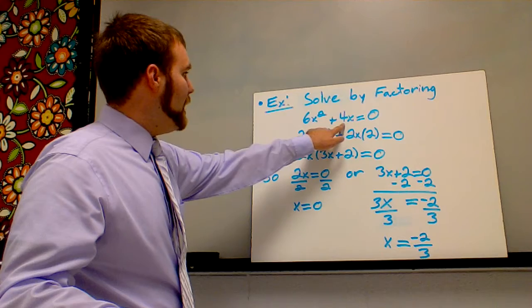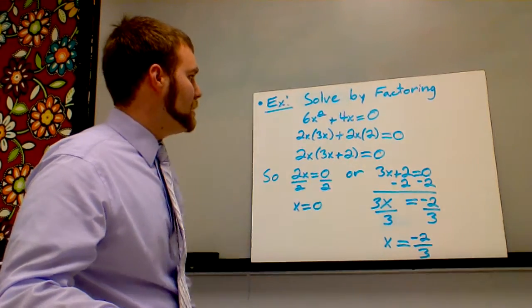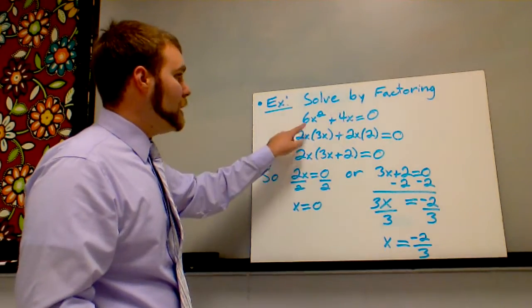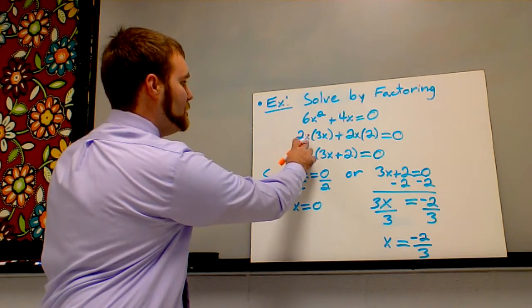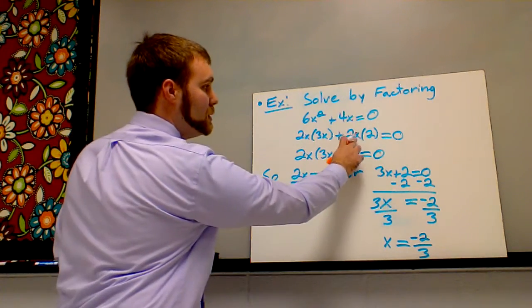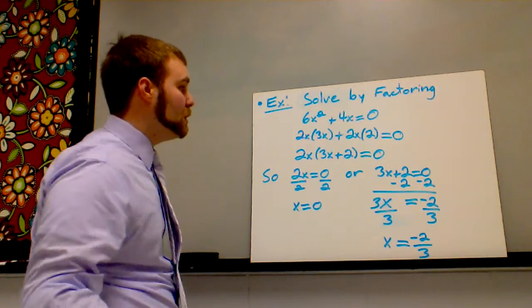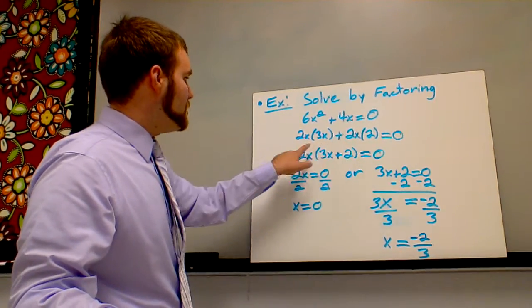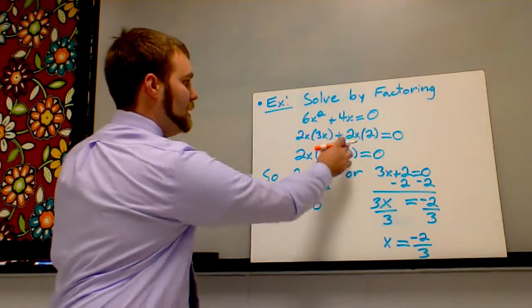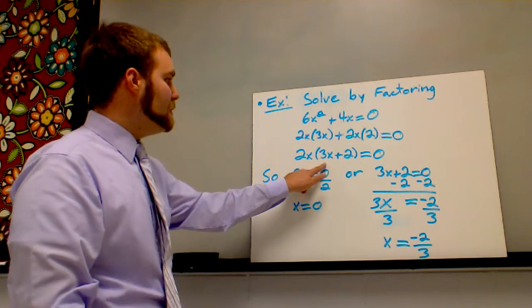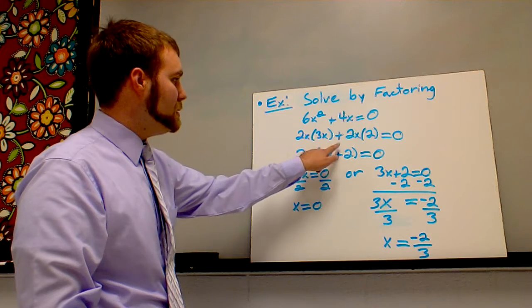I find that I have 2, which is common to both of these, as well as an x term in both of these. So when I pull that out from each term, I get 2x times 3x, which gives me 6x squared, and then 2x times 2, which multiplied together gives me 4x. So I found the common term 2x in both of these. Now I can pull it all the way back out front, and that gives me 2x times 3x plus 2.